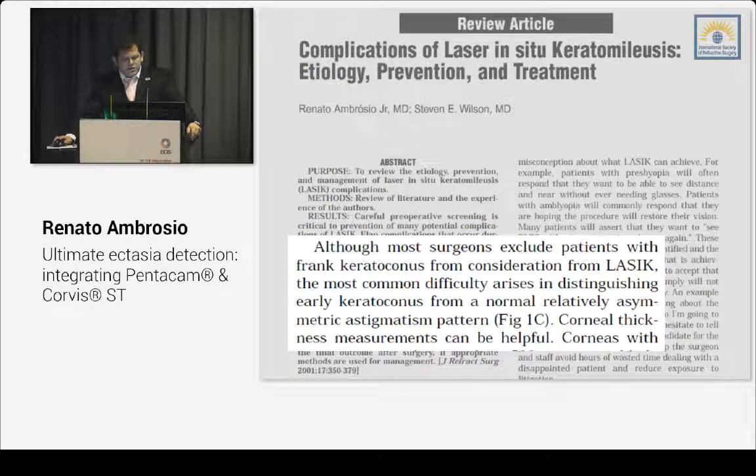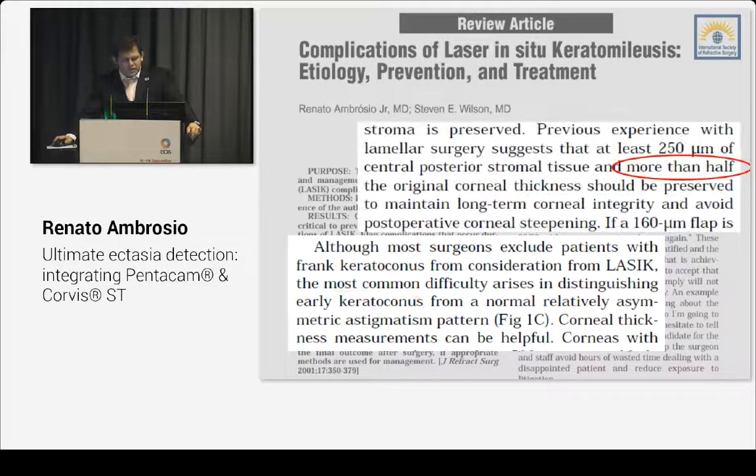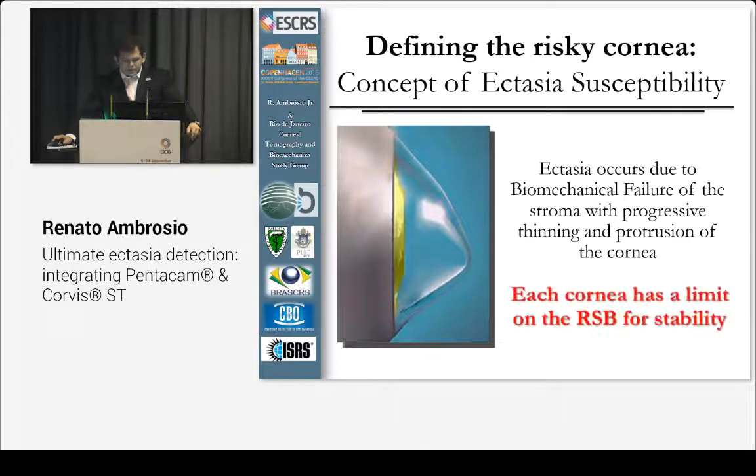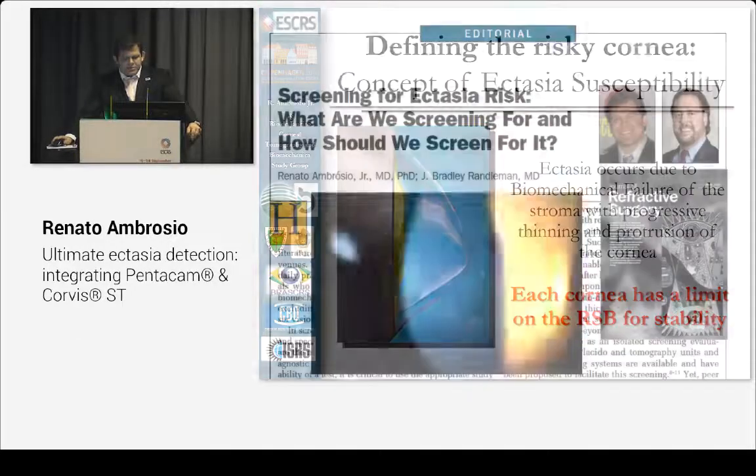Careful screening has always been critical. We have to exclude patients at risk with early keratoconus. And also we have to understand how you can make the cornea weaker but still stable. So if you go beyond a certain limit that will vary from patient to patient, you may have ectasia. So ectasia susceptibility is fundamental, and each cornea would have a residual stromal bed and a percentage of tissue that you can alter and still be stable.